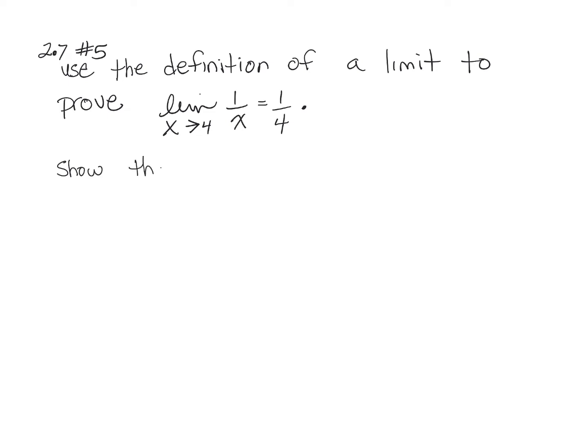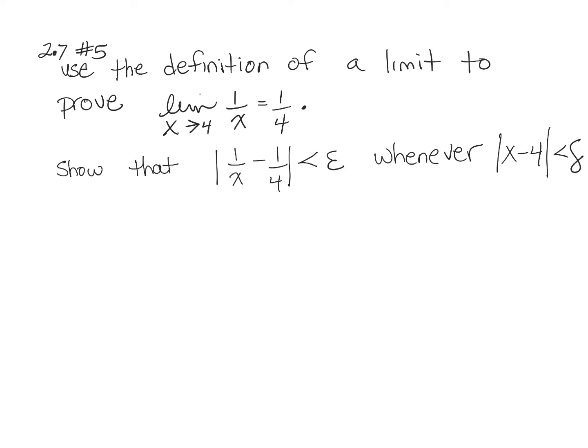that the absolute value of the function minus the limit is less than epsilon, which is given, whenever the absolute value of x minus 4 is less than delta. So we're going to start with a couple of things.